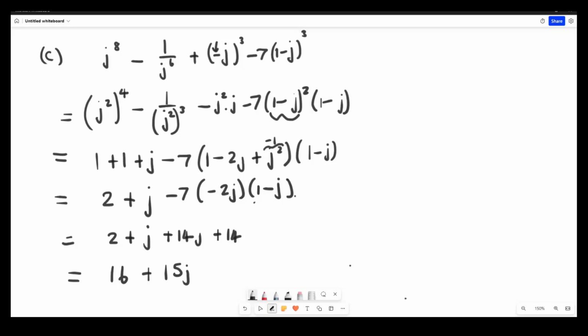Sorry, hello? Yes, the answer is the same as ours. It's 16 plus 15J. Yes, our answer. It's also theirs. Is it this? Yes, you can see they said the term 4 is 14 plus 14J. What page is it, please? I don't know. 105. Page 105.